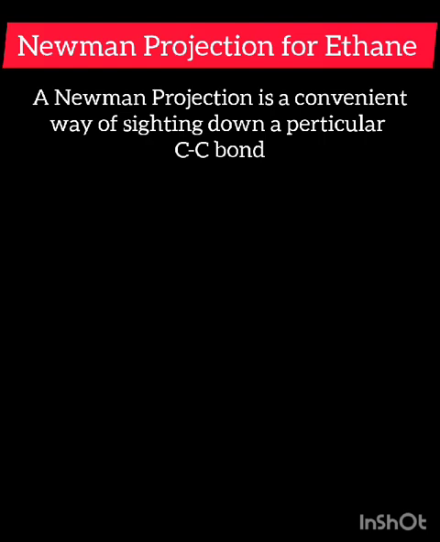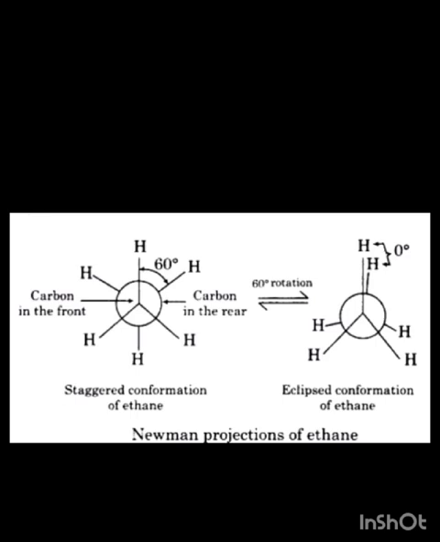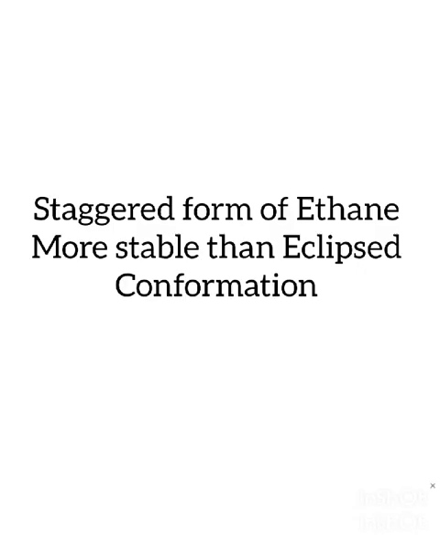Newman projection for ethane. Newman projection is a convenient way of sighting down a particular carbon-carbon bond. Here we can clearly see the difference between the eclipsed and staggered forms of a structure. In eclipsed form, the dihedral angle is 0 degree. When the rear carbon rotates 60 degrees, then we get the staggered form of ethane. Staggered conformation of ethane is more stable than eclipsed conformation of ethane, because when the carbon rotates 60 degrees, in that condition torsional strain is less.